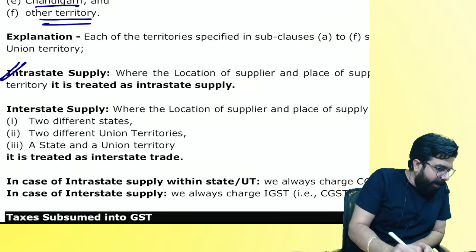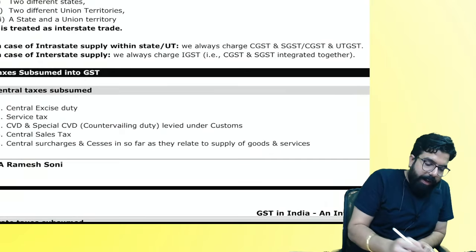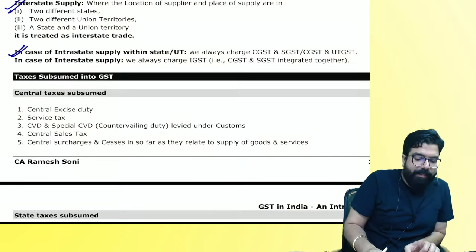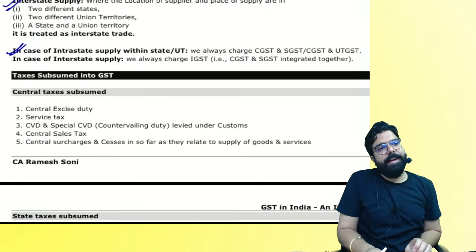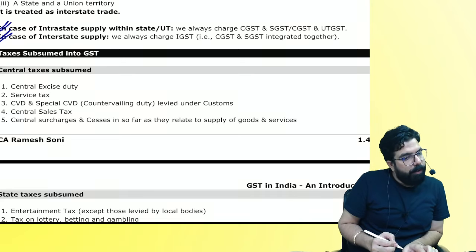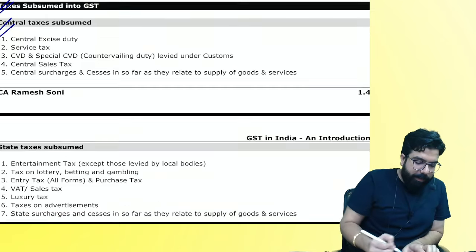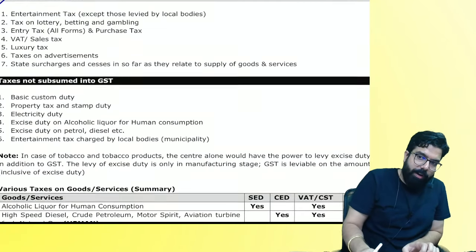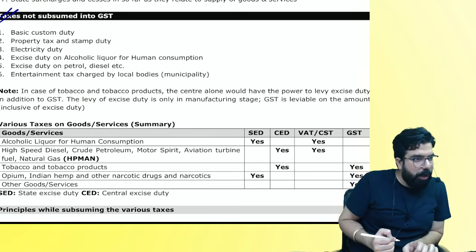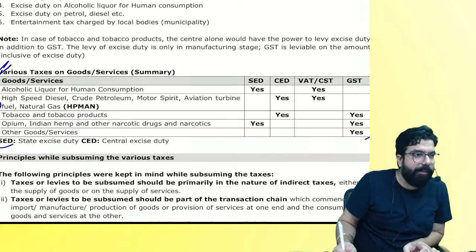I explained intrastate. Did I explain interstate? Intrastate, what will you always charge? CGST and SGST. Interstate, what will you always charge? Okay. Did we learn about the taxes which are gone? Central taxes gone. State taxes gone. Taxes which have not gone. Did we learn about the various goods and services and the various taxes?